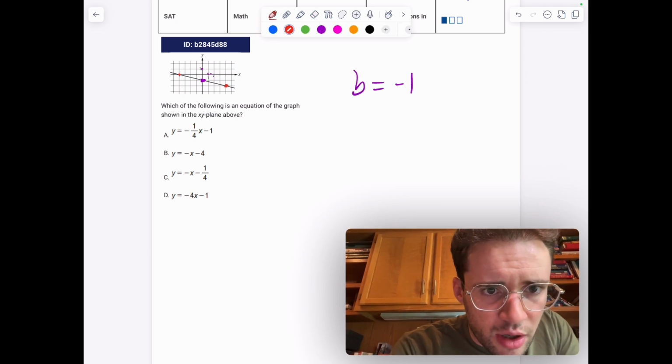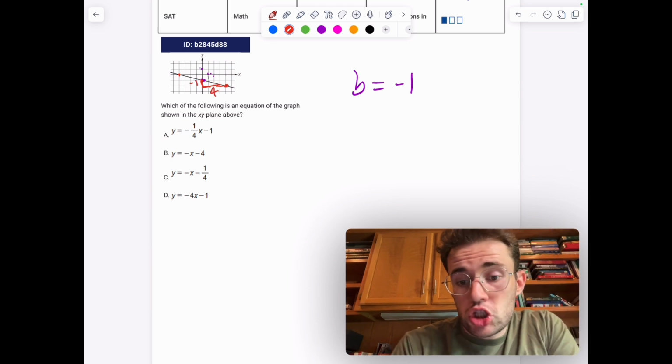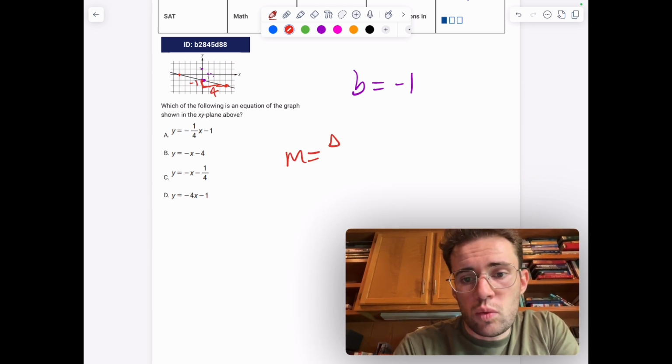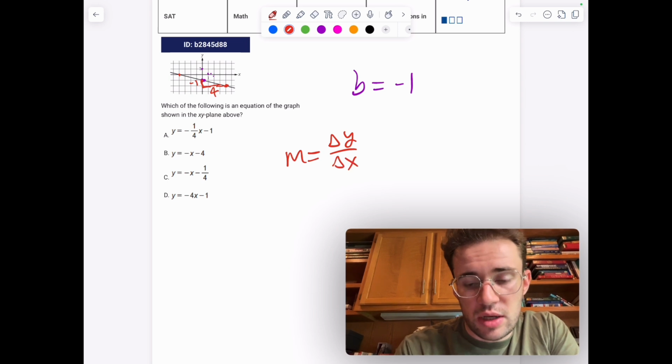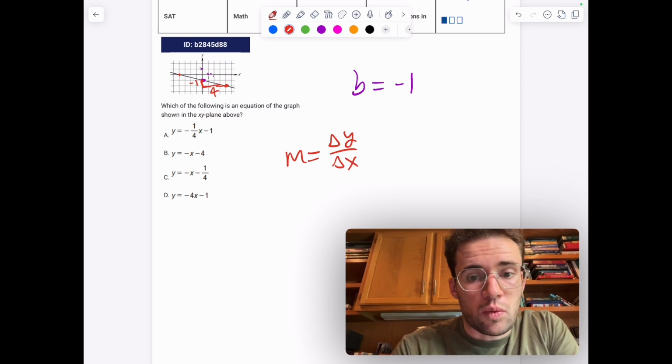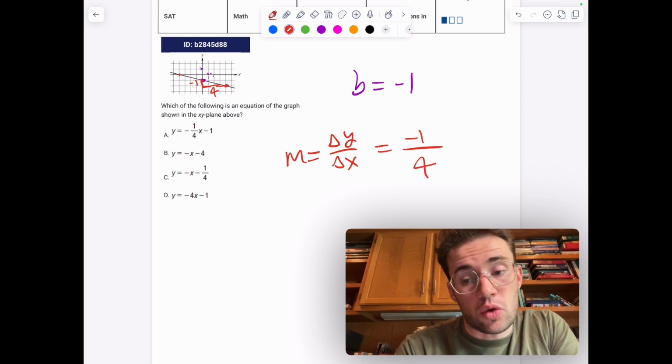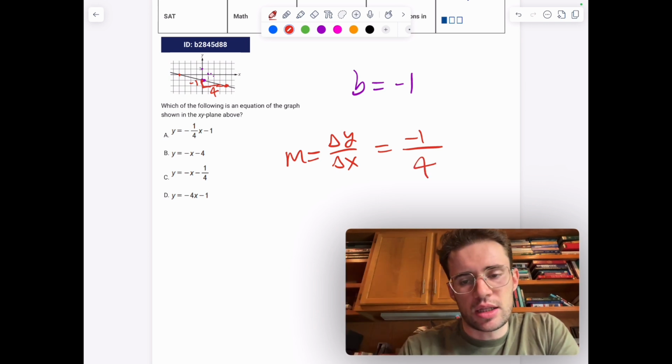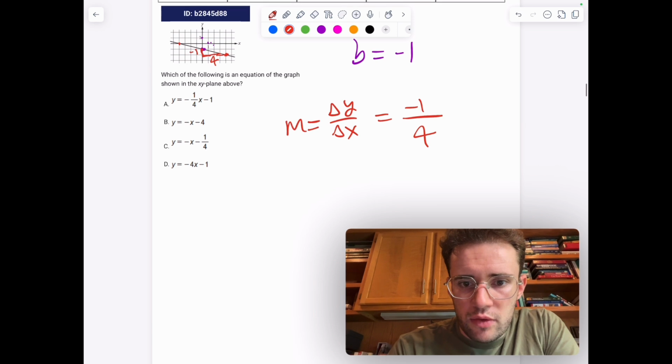You could also use this point up here. But we're going down 1 and then over 1, 2, 3, 4. So down 1 over 4. The slope is change in y over change in x. Some people say rise over run. So our change in y went down 1, and our change in x went up 4, or to the right 4, which is up in the case of x. So our slope is -1/4.